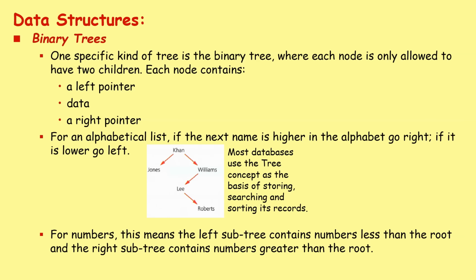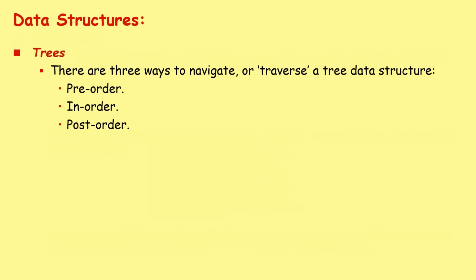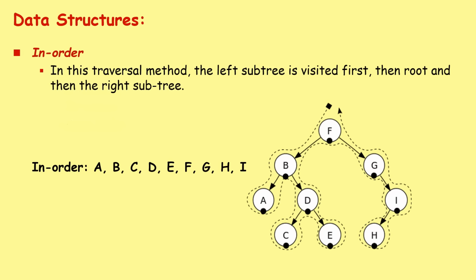If it is lower, go left. For numbers, this means the left subtree contains numbers less than the root, and the right subtree contains numbers greater than the root. There are 3 ways to navigate or traverse a tree data structure: pre-order, in-order, and post-order. In-order: in this traversal method, the left subtree is visited first, then the root, and then the right subtree.